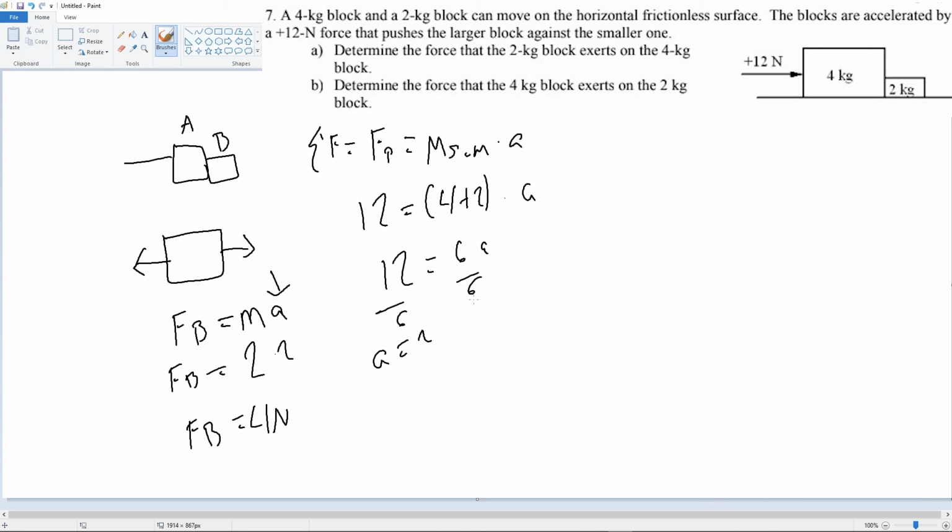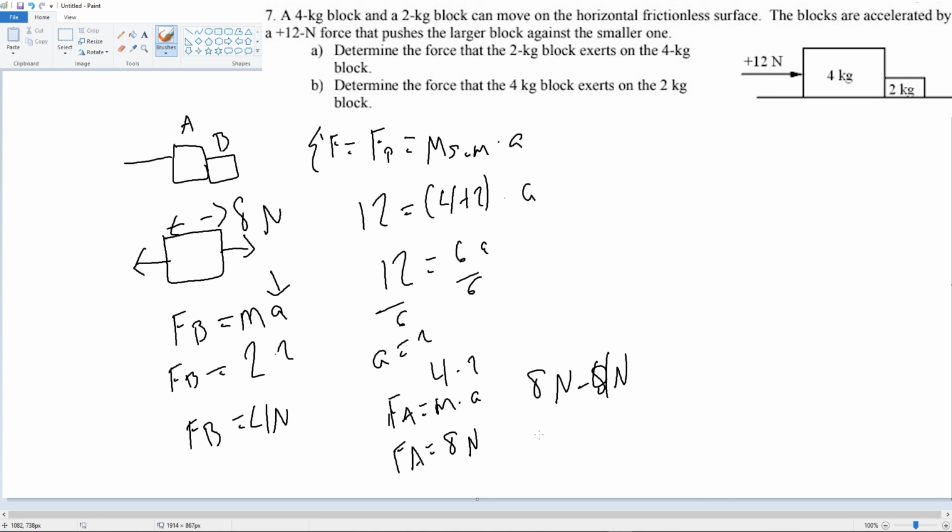Also, a better way to visualize this: if we want to find force of A, we could do force A is equal to mass times acceleration, so that'd be 4 times 2, which, I mean, you might be thinking, so force A should be 8 newtons. However, that's just 8 newtons going in this direction. But because we know that there's an opposite reaction pushing back on it, we should really set this up as 8 newtons for force of block A minus 4 newtons. So all in all, block A also has a force of 4 newtons. So here's the answer for part A and part B.